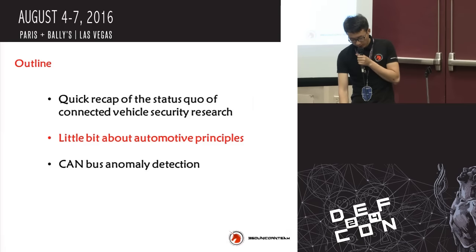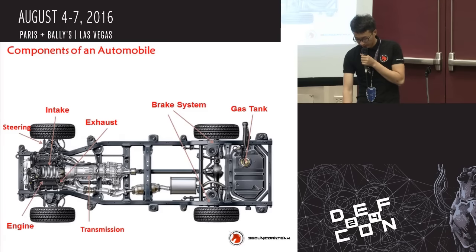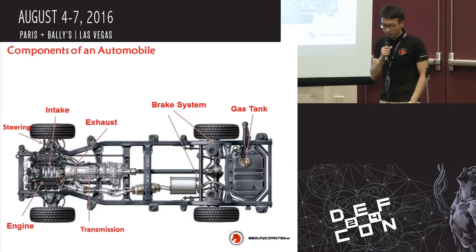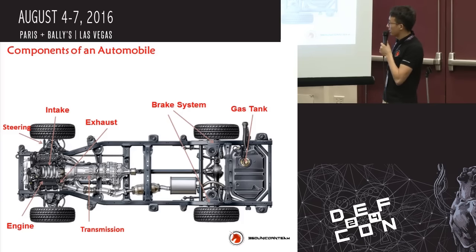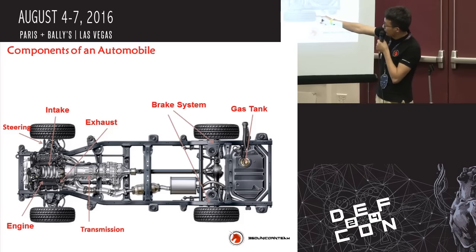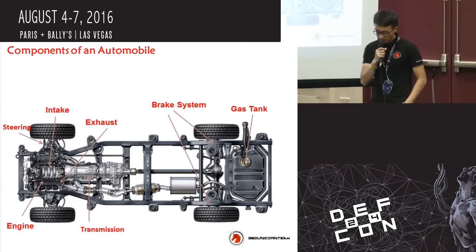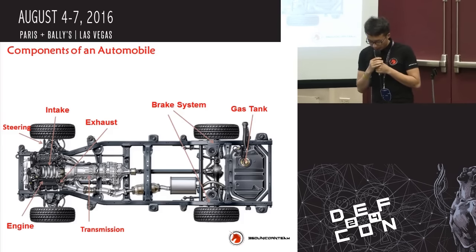So, a little bit about the automotive working principle. How does a typical car work? I will explain only the aspects related to my research. A typical car has a powertrain, with a transmission and an engine, and the steering system and braking. The engine outputs power via the transmission, and the transmission controls the gear ratio, so the car can vary its speed.